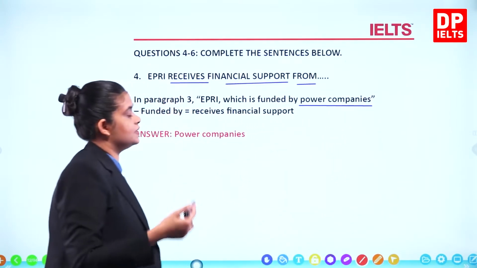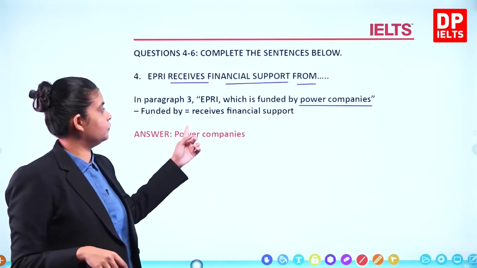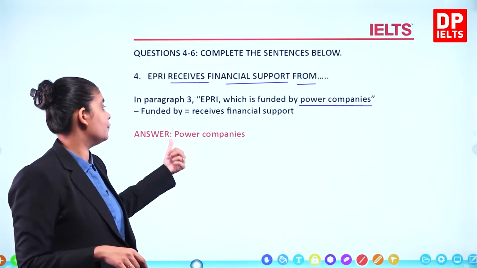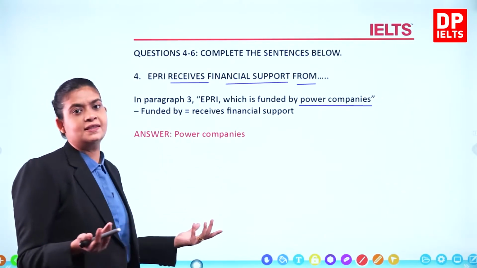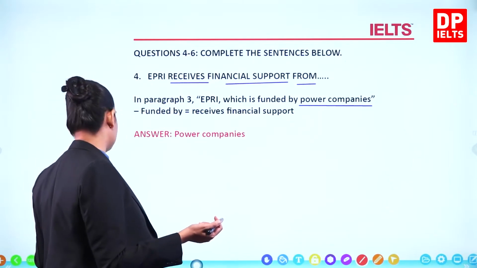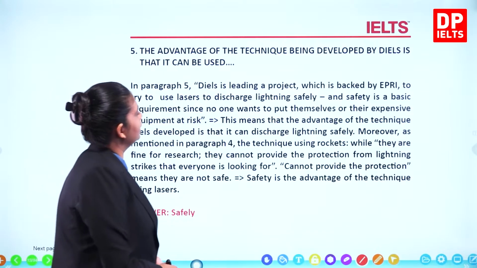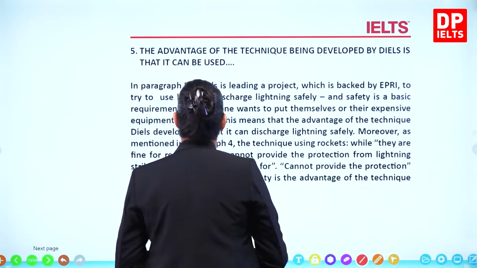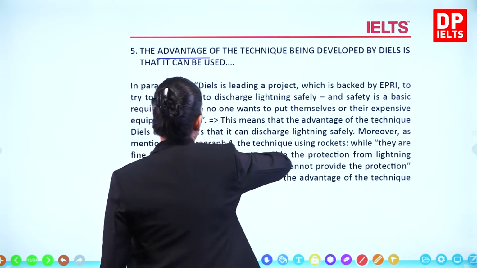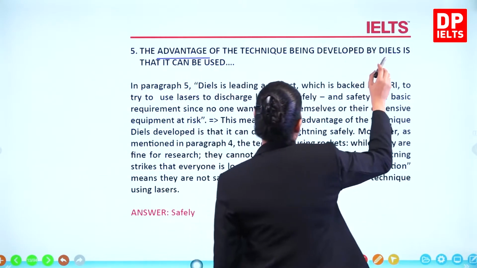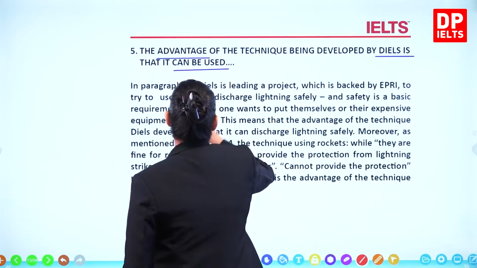Funded means they receive financial support. So, where do they get financial support, or from who? From power companies. Okay. The P does not necessarily have to be capital, it can be simple. So, the advantage of the technique being developed by Diels is that it can be used, right?